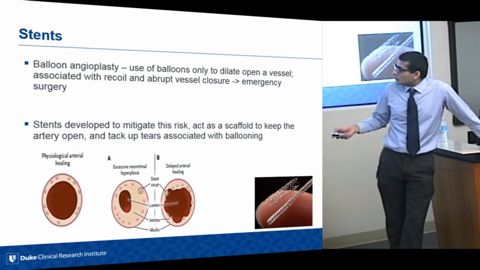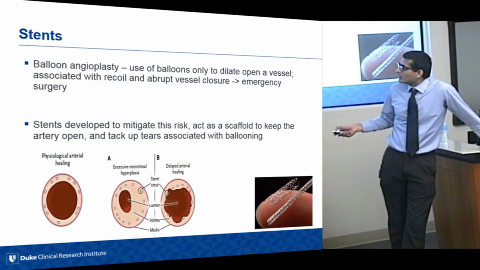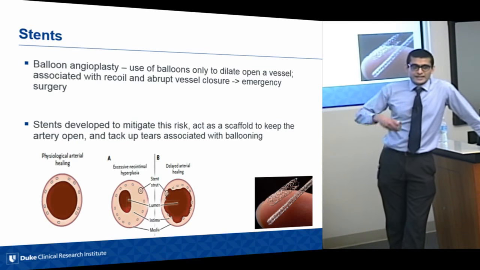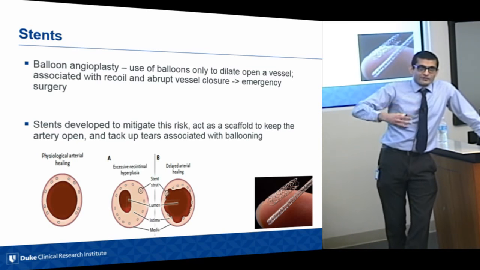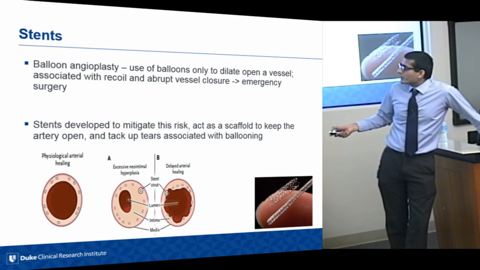But you could have situations where the artery wall repairs or proliferates excessively and narrows down the stent significantly. So here you see this is what normal looks like. This is what in-stent restenosis looks like.